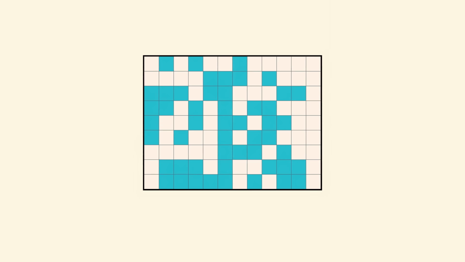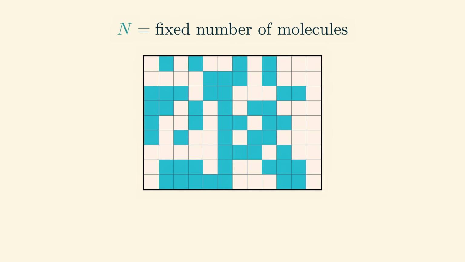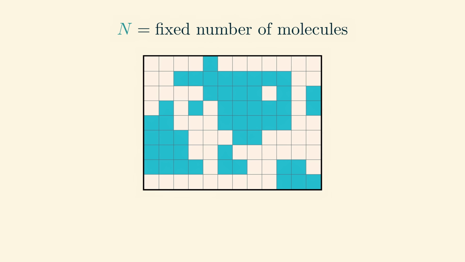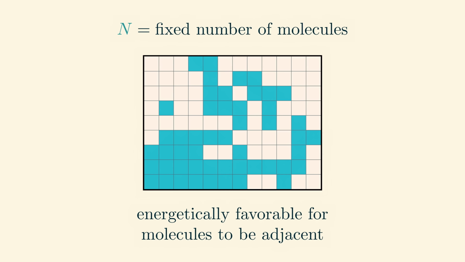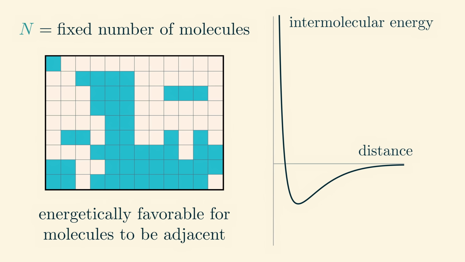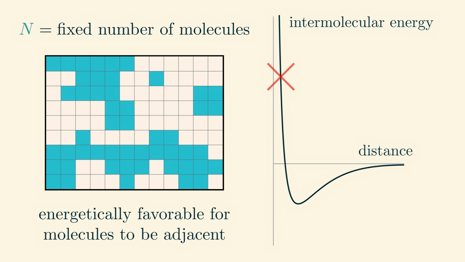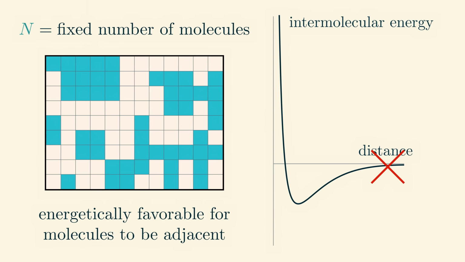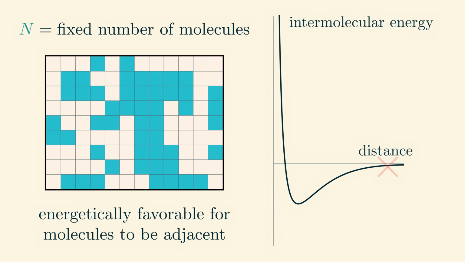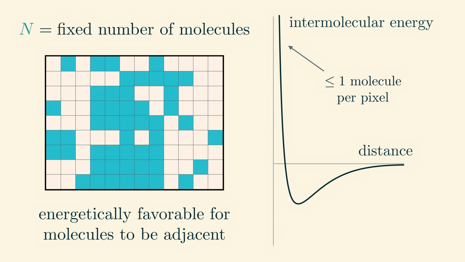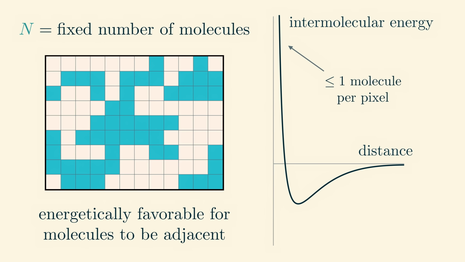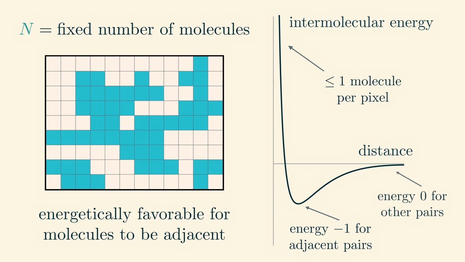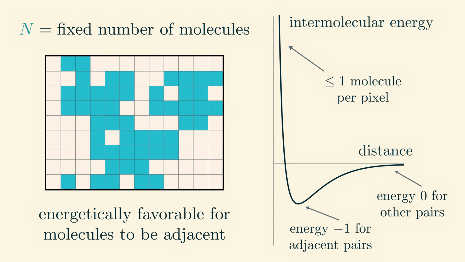For now, let's consider a situation with a fixed number n of molecules, represented by blue pixels. The molecules can move around from pixel to pixel inside of a box, but it's energetically favorable for them to be next to each other. This is inspired by real intermolecular interactions, which have a sort of sweet spot. Molecules really don't like to be too close, but they also don't like to be too far apart. We encode the fact that the molecules can't be too close by the fact that each pixel can contain at most one. And we encode the fact that they don't like to be too far apart by giving each pair of molecules an energy of -1 if they're adjacent and 0 if they're not. Remember, lower energy is better.